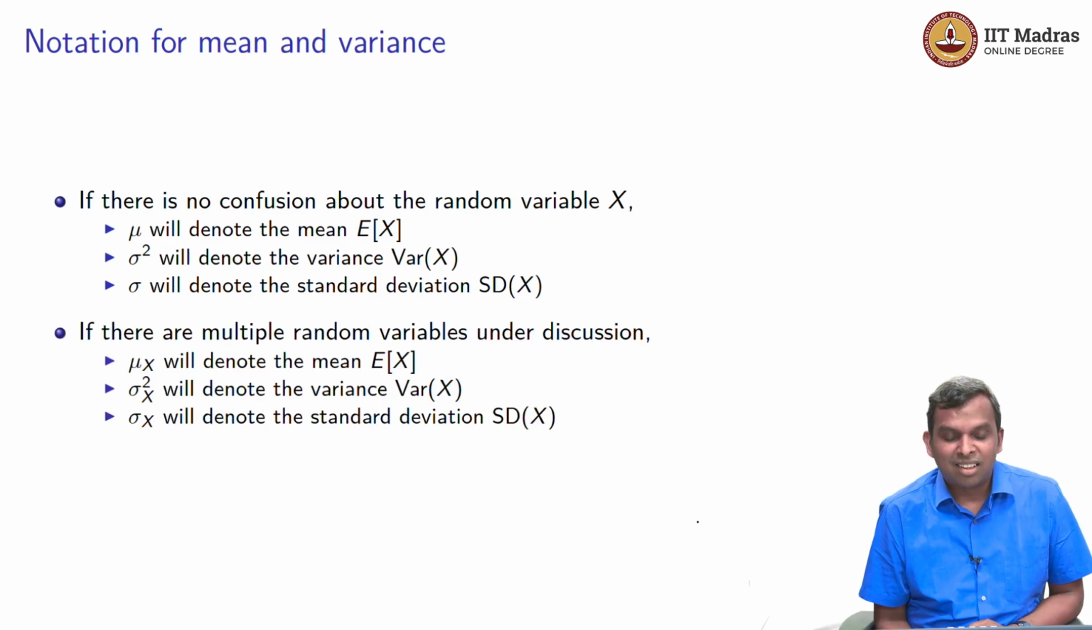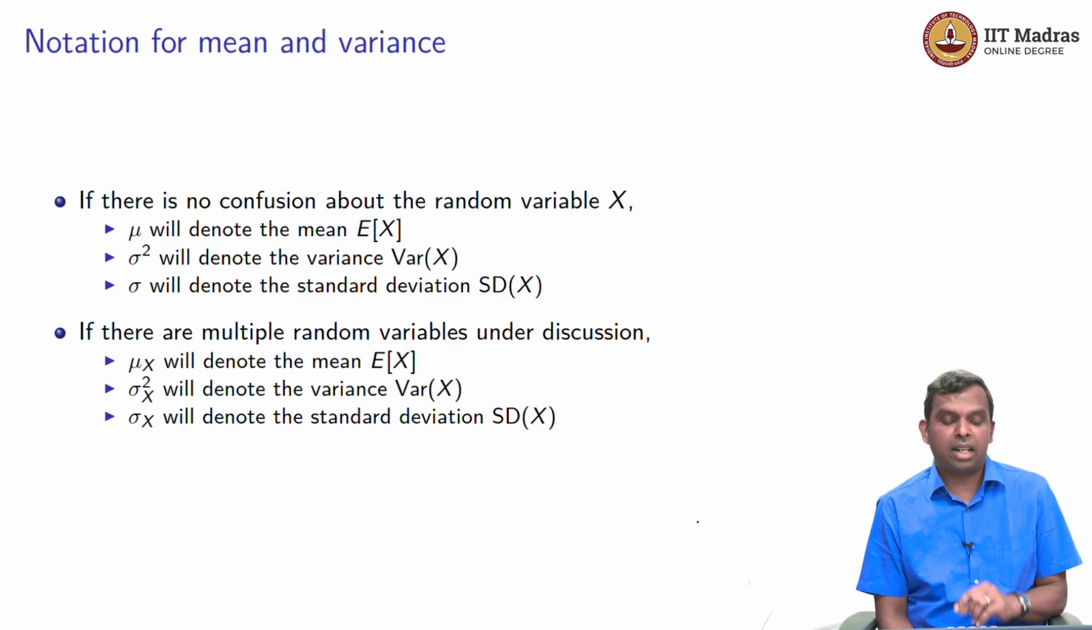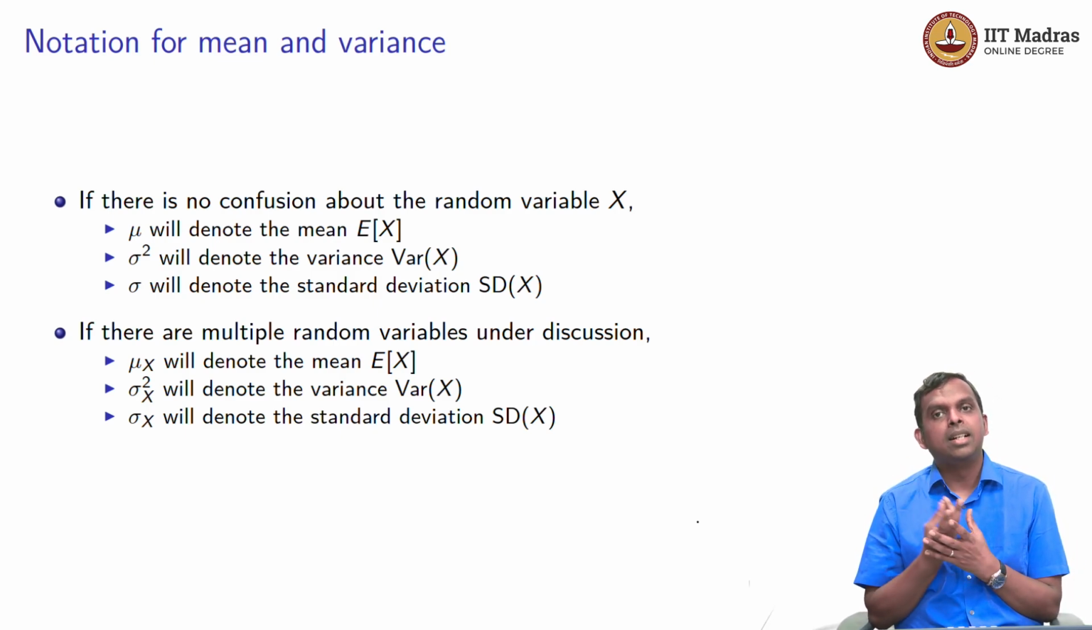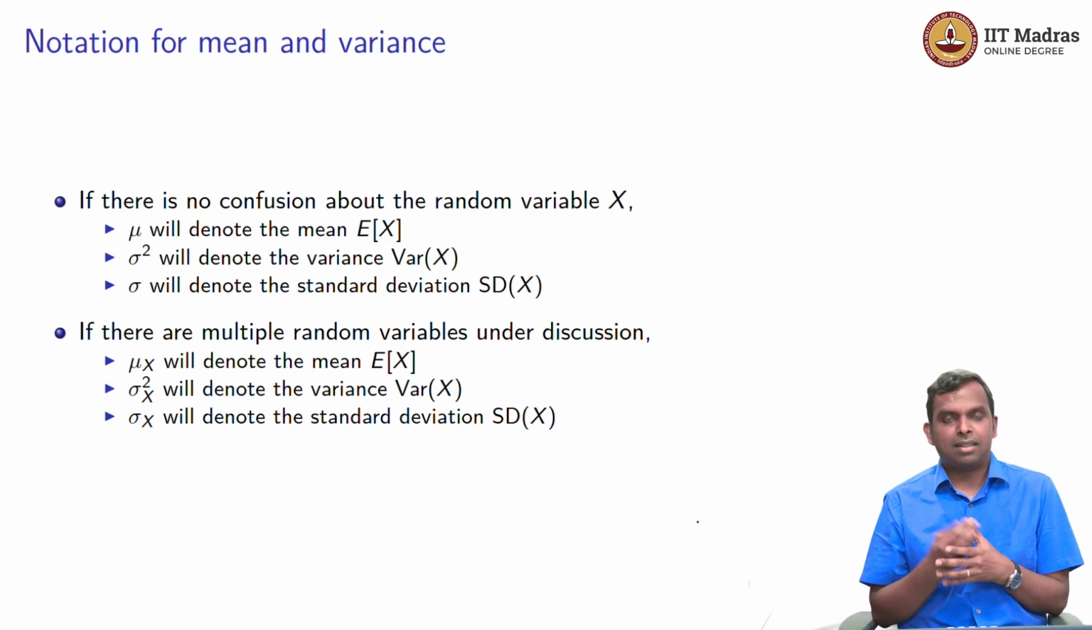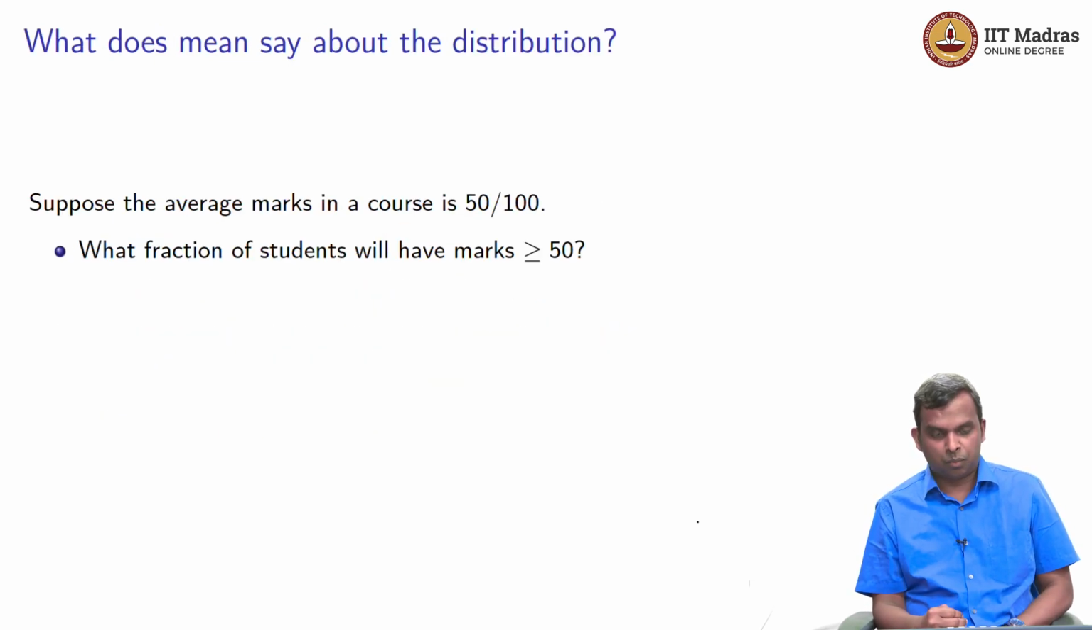If there are multiple random variables and you want to refer to a particular random variable, you simply add a subscript. Mu sub X is the mean of X, the expected value of X. Sigma X squared is the variance of X, and sigma X is the standard deviation. We'll use this notation from now on. It will simplify our description.